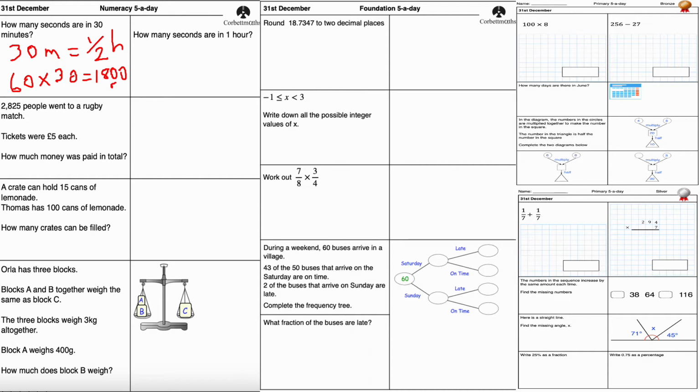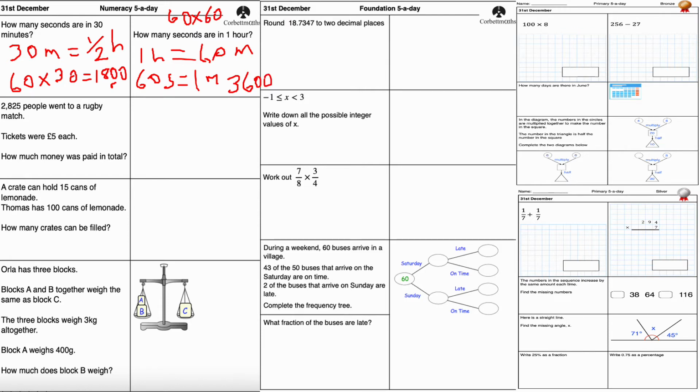Next one, work out the number of seconds in 1 hour. Okay, so 1 hour is 60 minutes. And every minute is 60 seconds. So 60 times 60 will tell me the number of seconds in 1 hour. That gives me an answer of 3,600, guys.